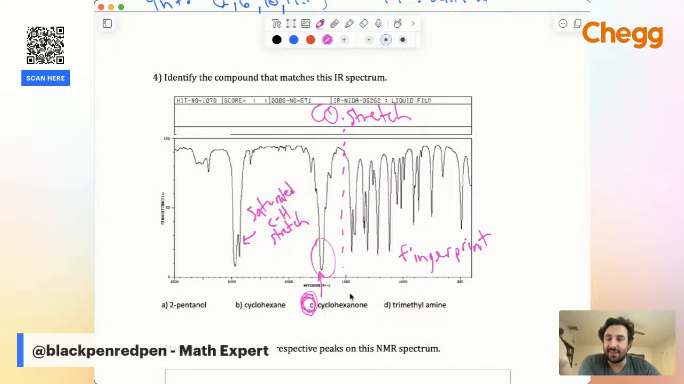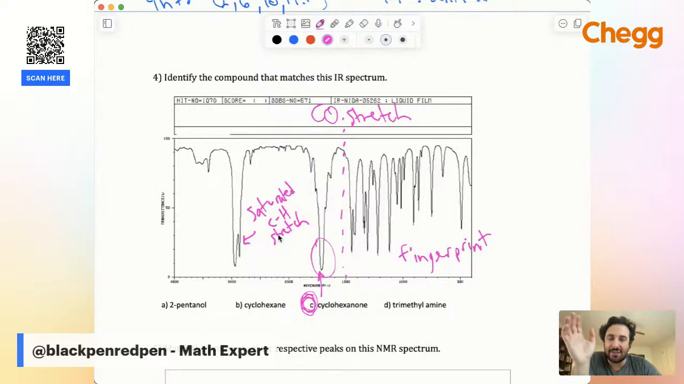Now, we should be very clear that it would be very, very difficult to discern between cyclohexanone and, say, cyclopentanone, because all this is telling us is that there's a carbonyl. Another molecule with a very similar carbonyl, like another cyclic ketone, is going to be very hard to tell from an IR spectrum. You'd need NMR for that. But this one is going to have the carbonyl stretch. It's going to have the saturated CH stretch.